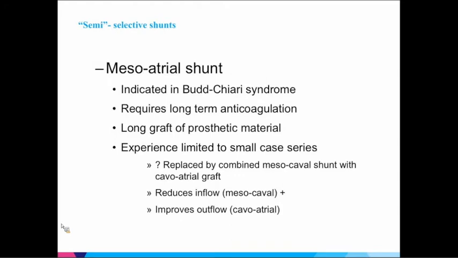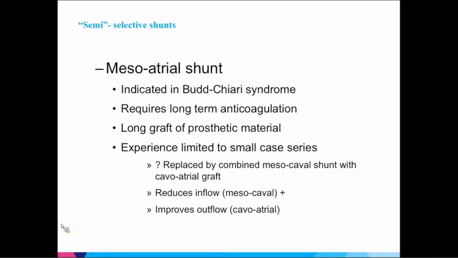I mentioned this in passing years back, before we did a better job as we do now with the multidisciplinary team. In some desperation, I've done a small number of these shunts, mesoatrial shunts, which you probably will not find in the literature. Some use in historical reports of Budd-Chiari syndrome require long-term anticoagulation. And if you think about an anastomosis between the superior mesenteric vein and the atrium, you need a very long graft of prosthetic material.